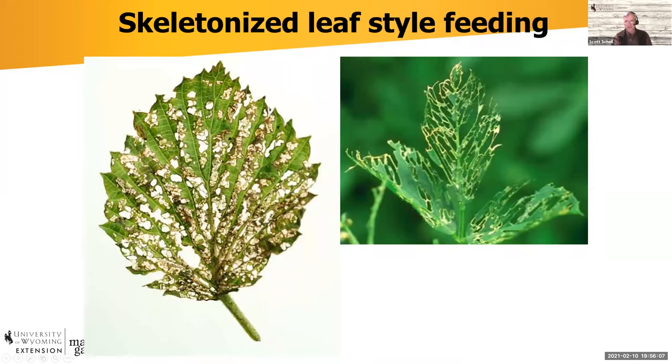Skeletonizing leaf feeding, and that's where I call them the picky eaters of the insect world. So they're eating the tender juicy parts in between the leaf veins. Alfalfa weevil is one of those that does that. The larva skeletonize the leaves of the alfalfa plants. There's many other leaf feeding beetles that will do this.